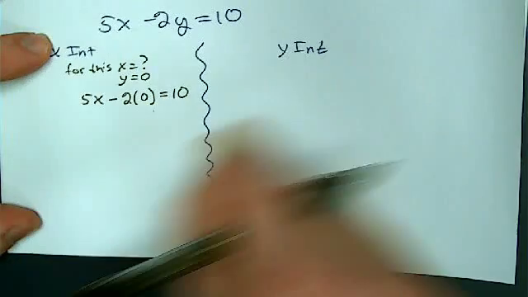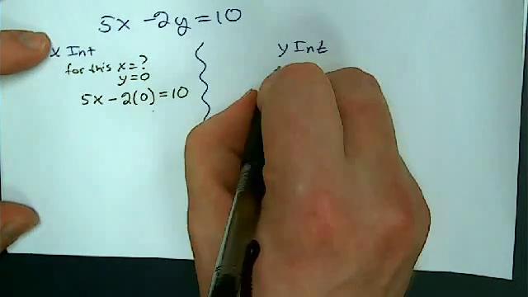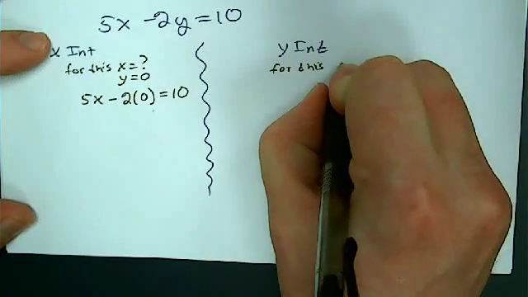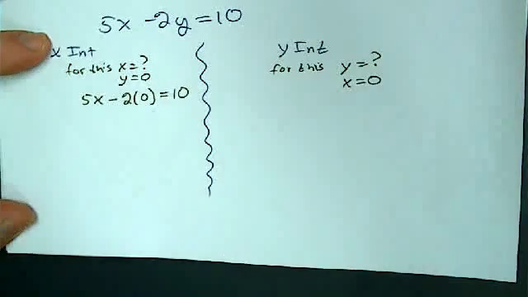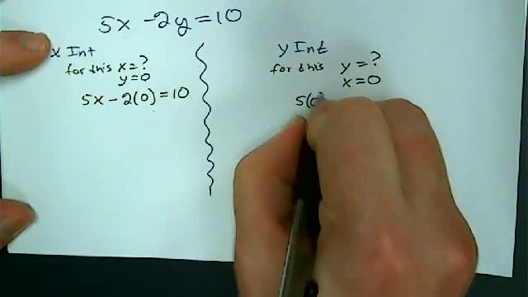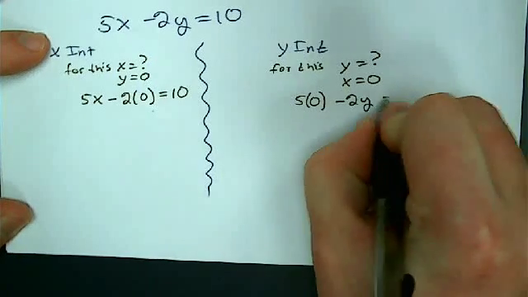Before I do the algebra, let me write out the beginning of the y-intercept side. So for this, we want y to equal some number. X is the 0. So let's plug 0 in for x. 5 times 0 minus 2y equals 10.